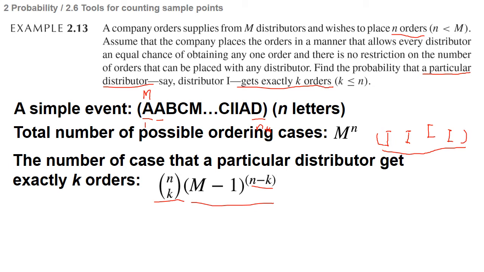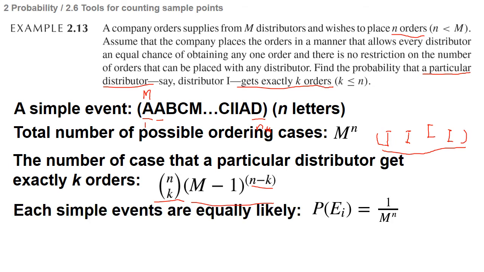Okay, and in this situation, the probability of ordering an item from each distributor is equally likely. So we set equal probability for all events. So the probability of a simple event is 1 over M to the N. And so the probability for a particular distributor to get exactly K orders is this count divided by M to the N. And here is the homework for chapter 2.6.